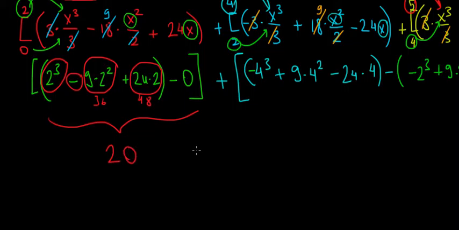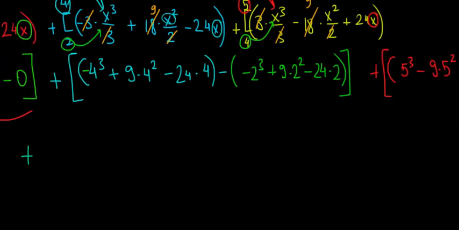Now we go to the next bracket. What do we have here? Well, let's see, minus 4 to the power of 3. I'm doing it right now, minus 4 to the power of 3 plus 9 times 4 squared, which is 16, minus 24 times 4, well, that's going to be minus 16. So this result over here is minus 16. We subtract the other result.